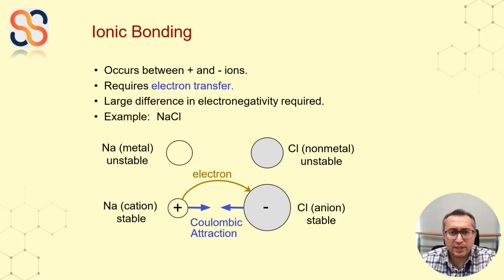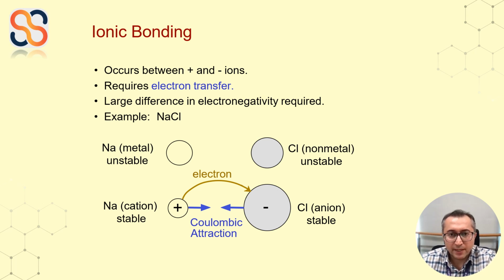One key point to remember is that a large difference in electronegativity between the two atoms involved is required for ionic bonding to take place. This significant difference leads to the metal atom losing its electrons and the nonmetal one gaining them. So, let's take a closer look at the common example, sodium chloride, NaCl.